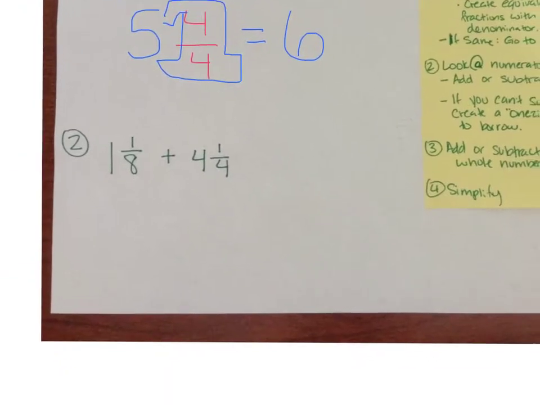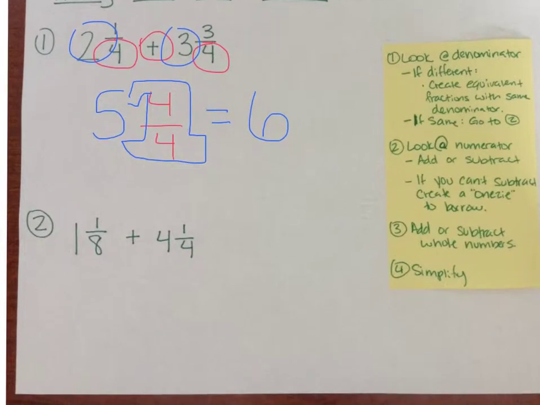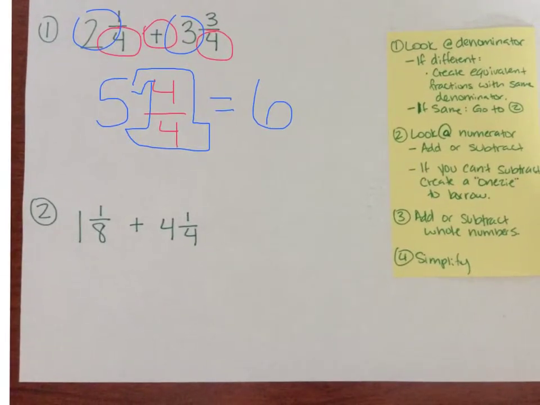Okay, moving on to number 2. Again, we'll keep looking at our steps over there. The first step says look at the denominator. So we're going to look at our denominators. They are different. 4 and 8 are different. So we're going to create equivalent fractions. Remember, we do this by listing all the multiples. So we're going to list the multiples for 4 and for 8.